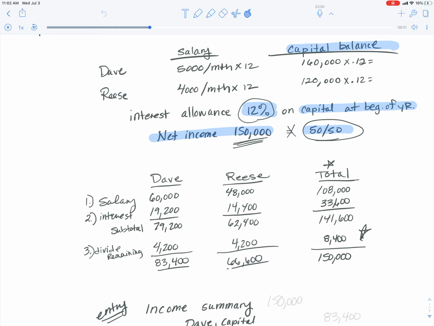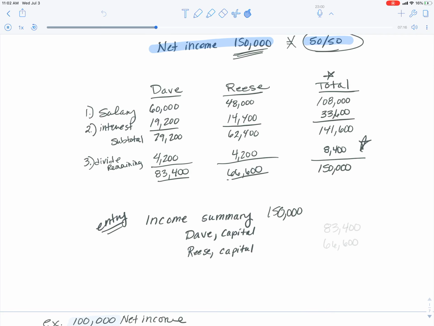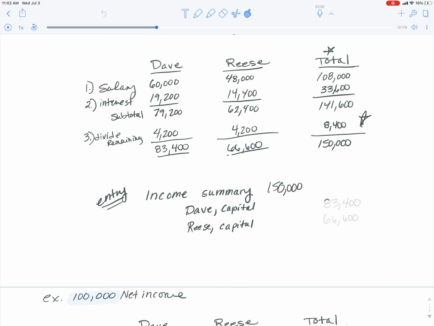When we did closing entries in Principles of Accounting, we closed our net income to capital. Well, instead of just closing it to one capital account, now we have partners. We have two capital accounts. So our net income was 150. So we're closing our income summary into our capital accounts, and Dave got 83,400 of it, and Reese got 66,600 of it. So we're just going to split it between the two of them.